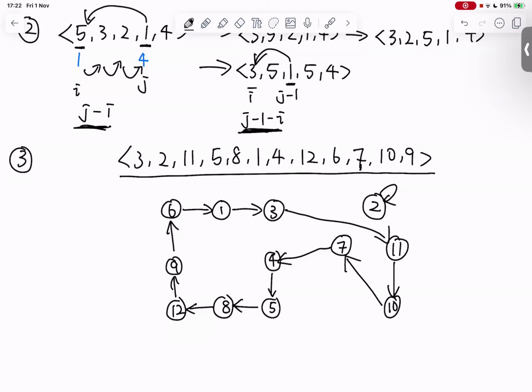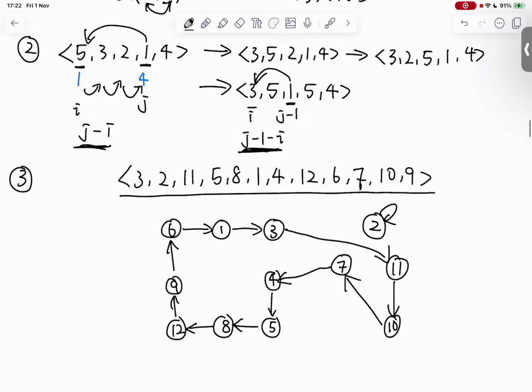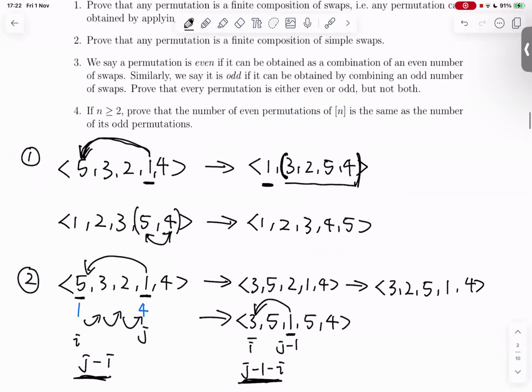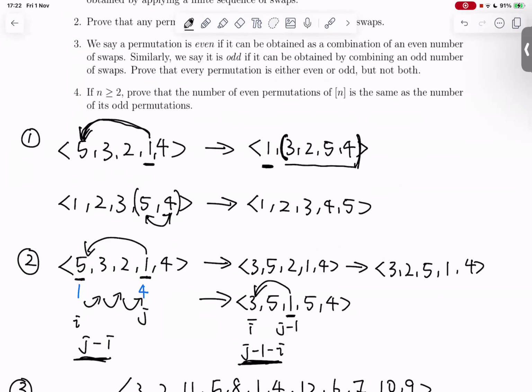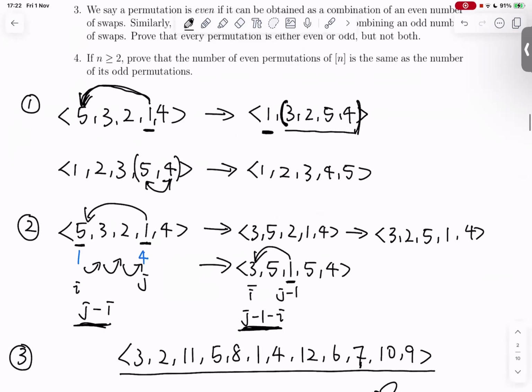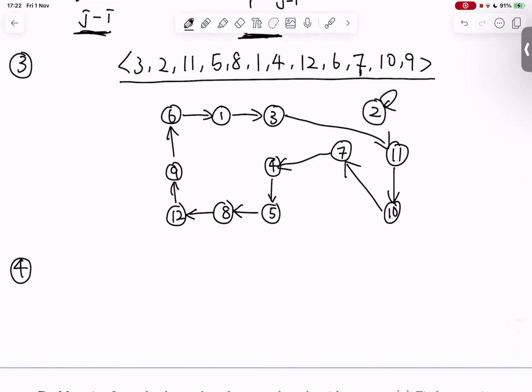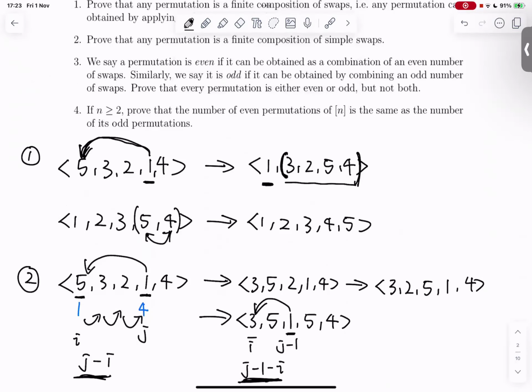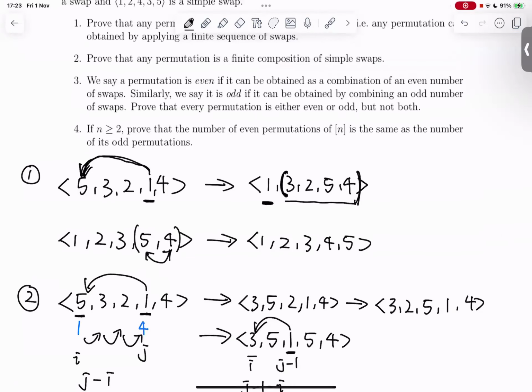So if this permutation has an even number of cycles, we can't obtain it by another permutation which only has an odd number of cycles. So every permutation is either even or odd, but not both. So for part 4, if n is larger than or equal to 2, we have to prove that the number of even permutations of n is the same as the number of its odd permutations.